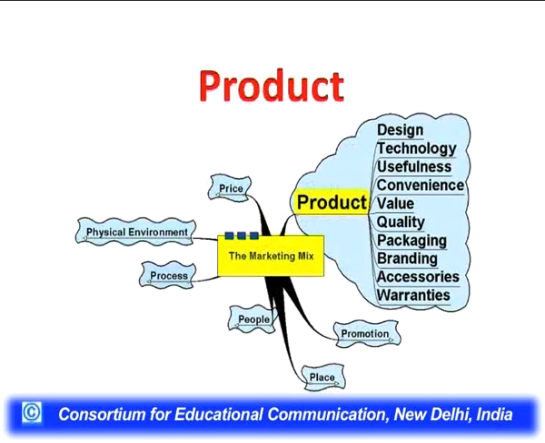Now we have to give emphasis to the product. Under product: design, technology, usefulness, convenience, value, quality, packaging, branding, accessories, and warranties. All these things are part of the product. We have to take care of all these items as part of the marketing mix.